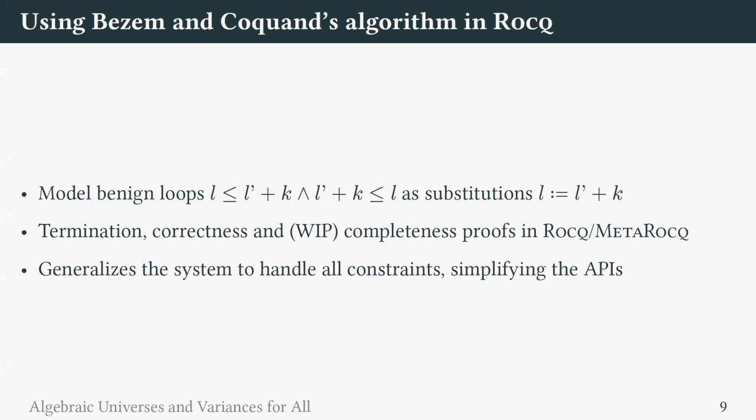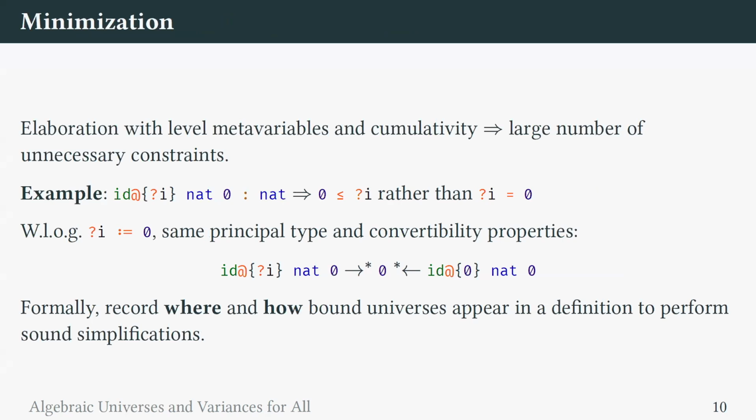And this generalizes the system to handle all constraints, greatly simplifying the API, avoiding the proliferation of fresh naming of levels. But still, when we have cumulativity and universe polymorphism, we still generate a lot of constraints that would not appear if we didn't have cumulativity. So again, I'm applying the polymorphic identity here to the natural numbers and the zero natural number. And this will generate a constraint, due to the subtyping rule on application, that my meta variable i is greater or equal to 0, rather than just setting it equal to 0.